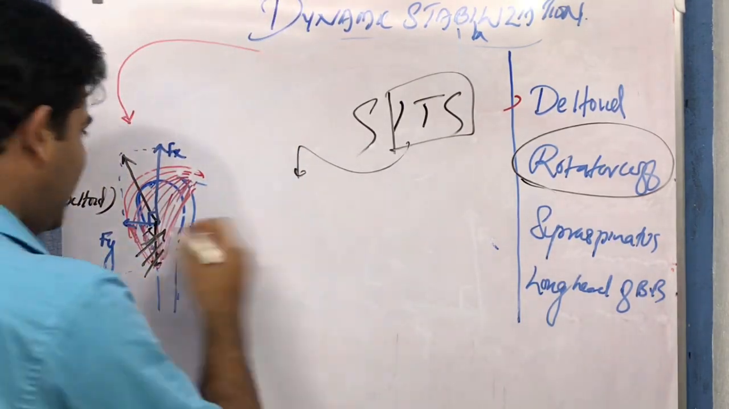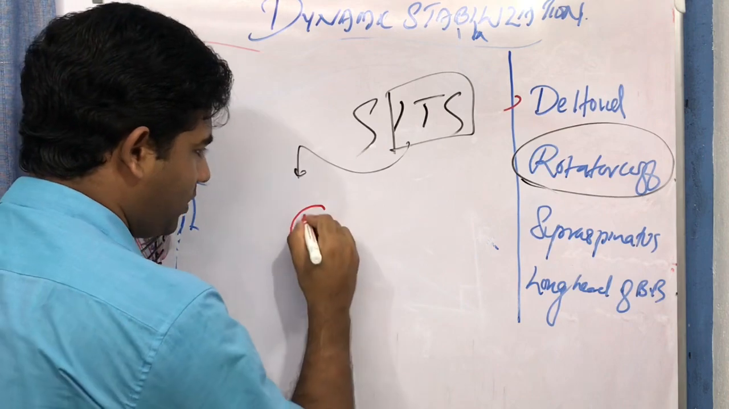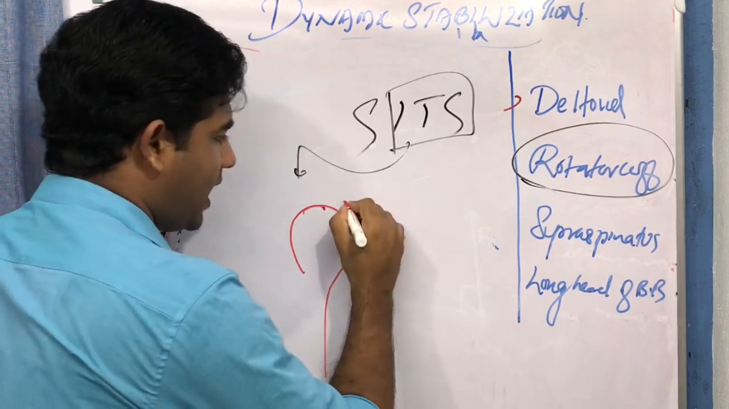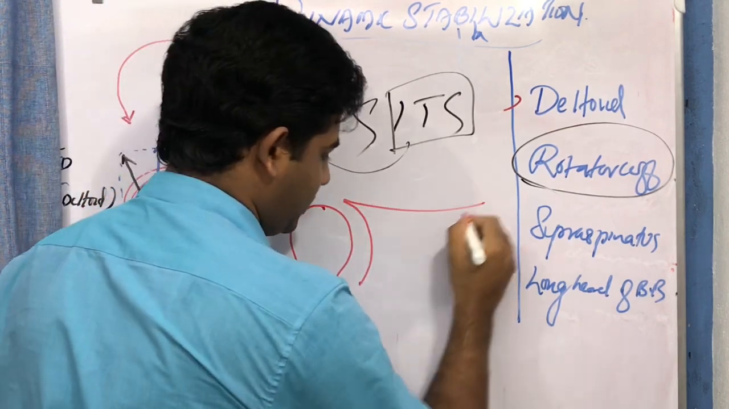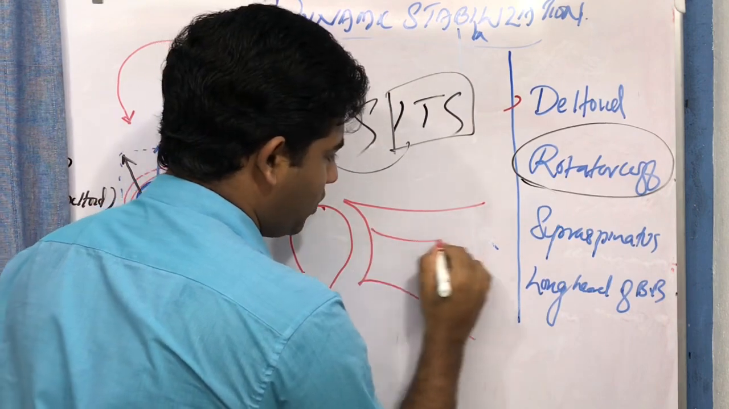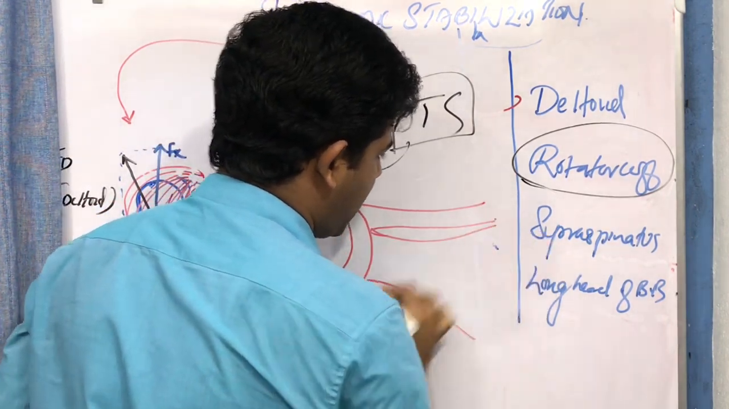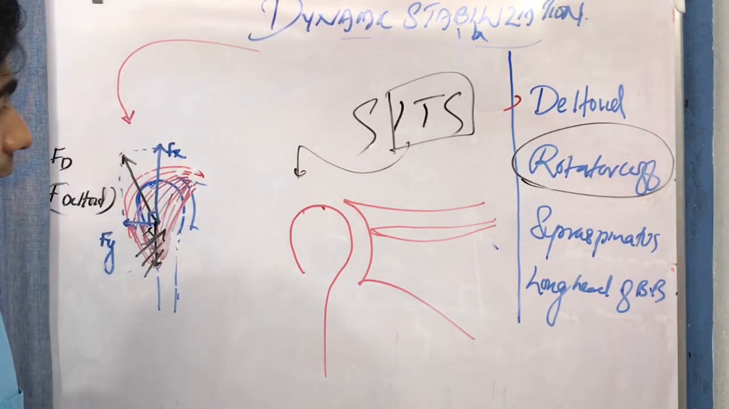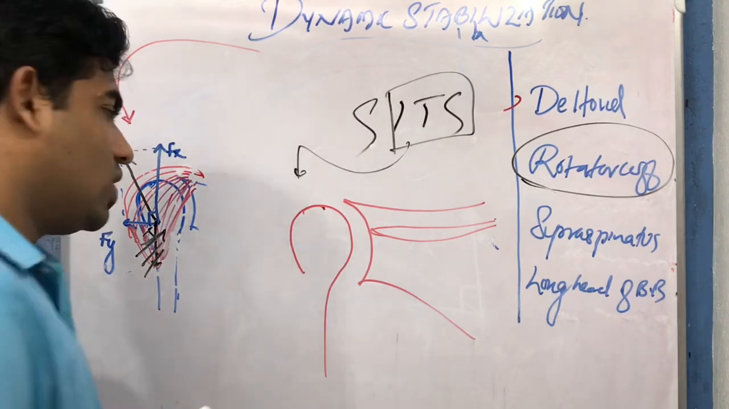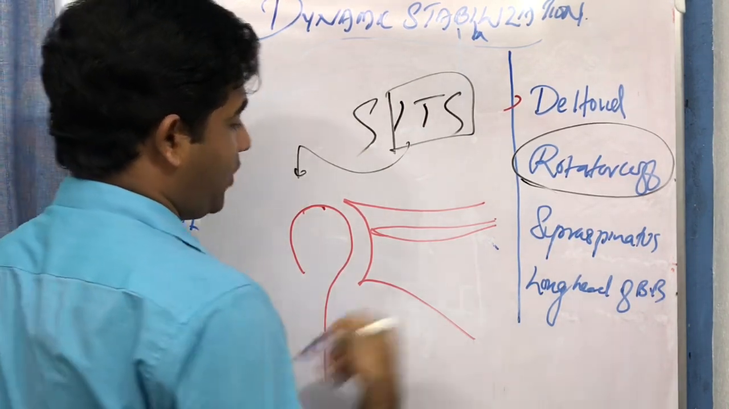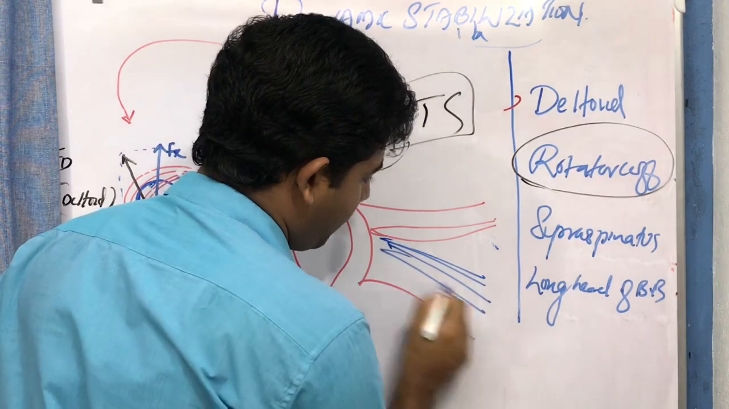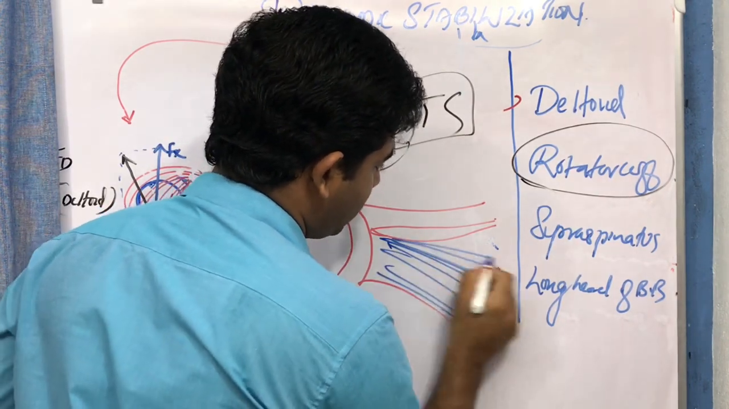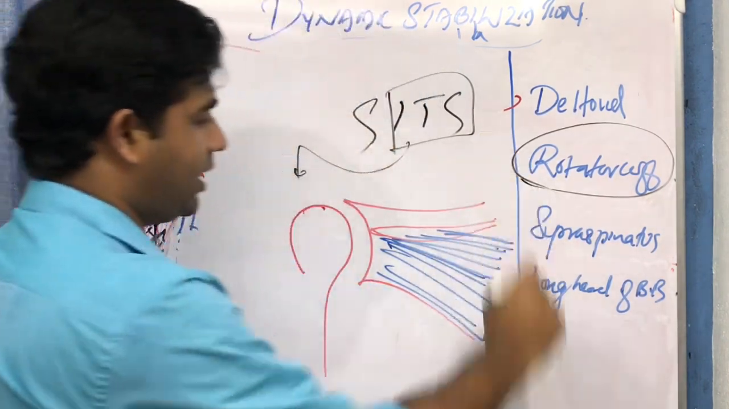So let us take the same example. We have the humeral head like this. We have the glenoid fossa in this direction. And of course here you have the spine of the scapula, which you don't have to worry about. And you have which muscles? The subscapularis, infraspinatus and teres. Three of these muscles are located in this manner, right?